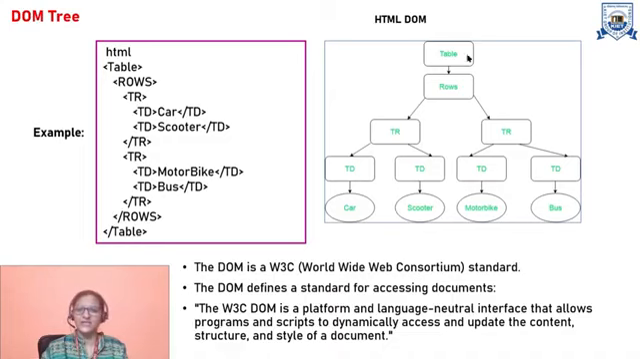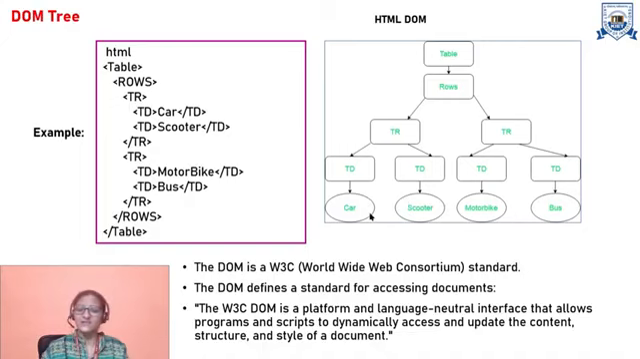This is called HTML DOM, document object model, in the form of a tree. In this manner, this is the formation of the code which we have written over here. The DOM is basically a World Wide Web Consortium standard. It has to follow some rules. The DOM defines a standard for accessing documents. Now, if we have written like this, we have a particular standard.